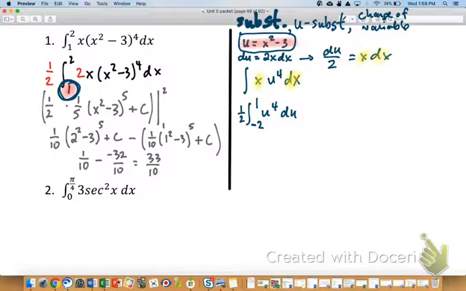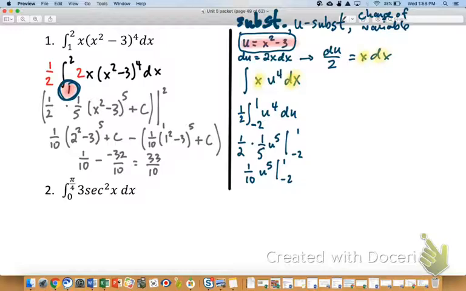At this point, these look very different, don't they? Like I said, it's about to come together really nicely. The 1/2 doesn't go anywhere. What's the antiderivative of u to the fourth? That's right, 1/5 times u to the fifth, evaluated from -2 to 1. So this would be 1/10 u to the fifth, evaluated from -2 to 1.